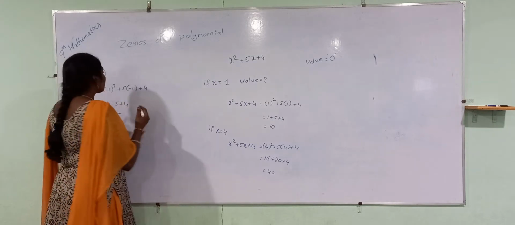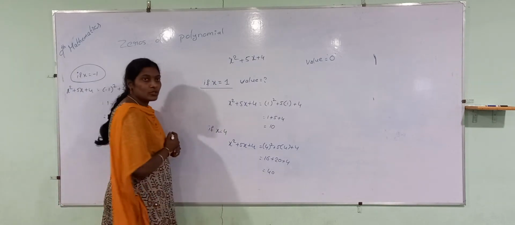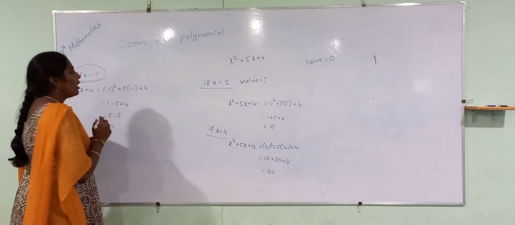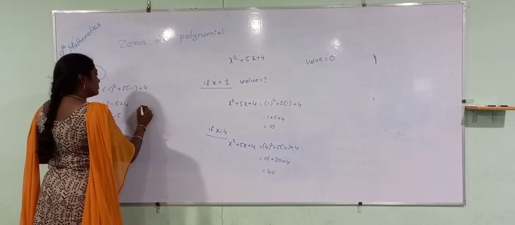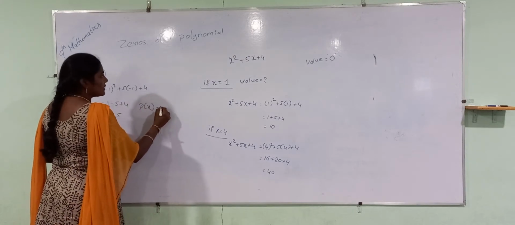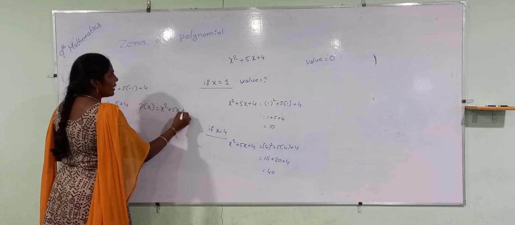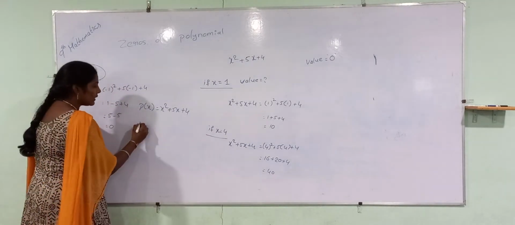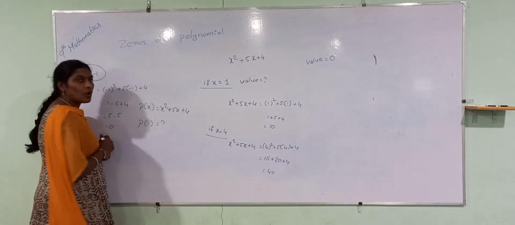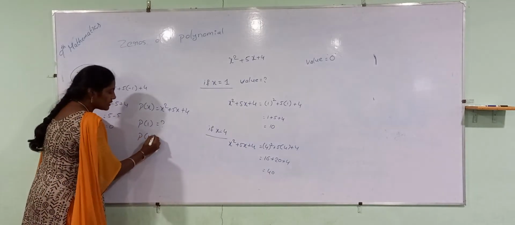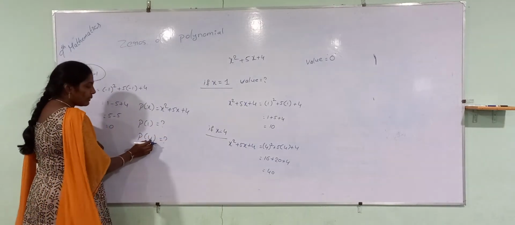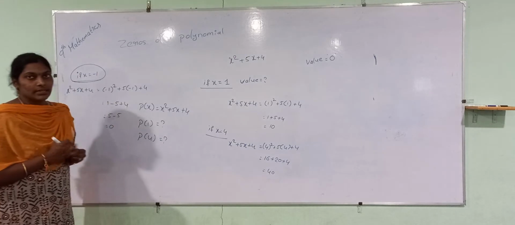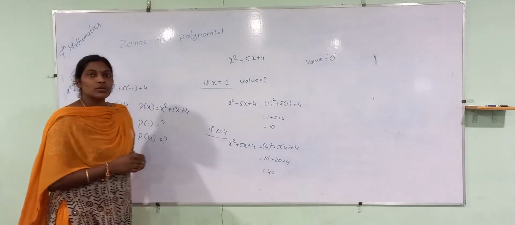What is that? Previously they used to give us if x is equal to 1, if x is equal to 4, if x is equal to minus 1. How do they give it now? p of x is equal to x square plus 5x plus 4. Instead of giving if x is equal to minus 1, they may give it like this. P of 1 is equal to how much? P of 4 is equal to how much? So, if they mention one value inside the braces, you have to substitute that value in that. That's it. Okay?